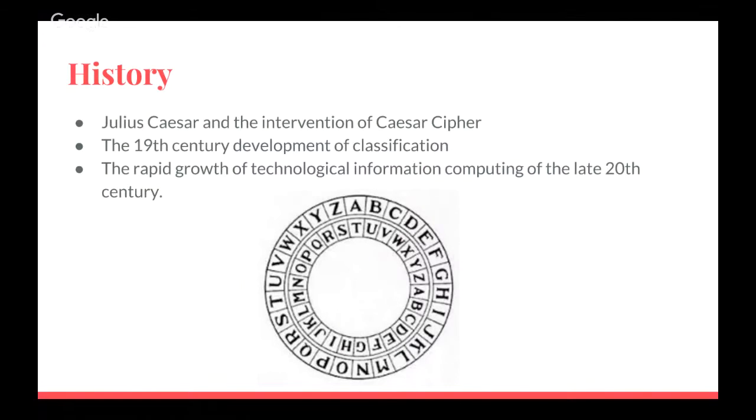Information security dates back to the early days of communication. One of the first real information security systems was developed by Julius Caesar, called the Caesar cipher, which was created to prevent secret messages from being read using cryptography. The image right below the bullet points shows the main use of the Caesar cipher.